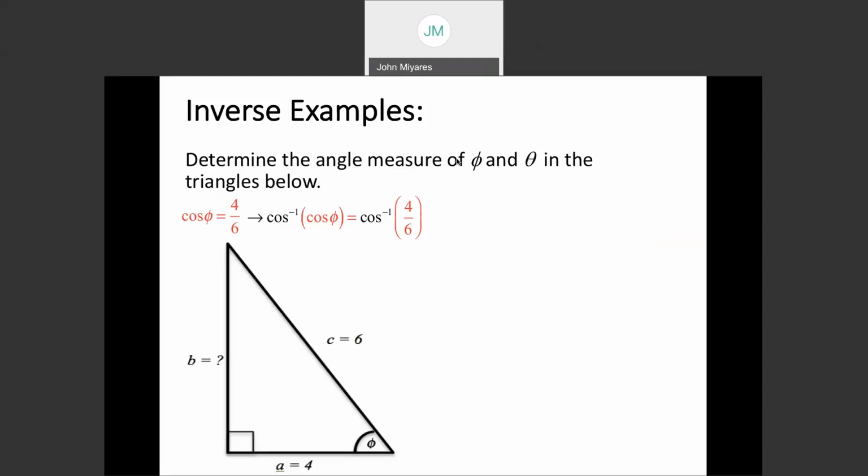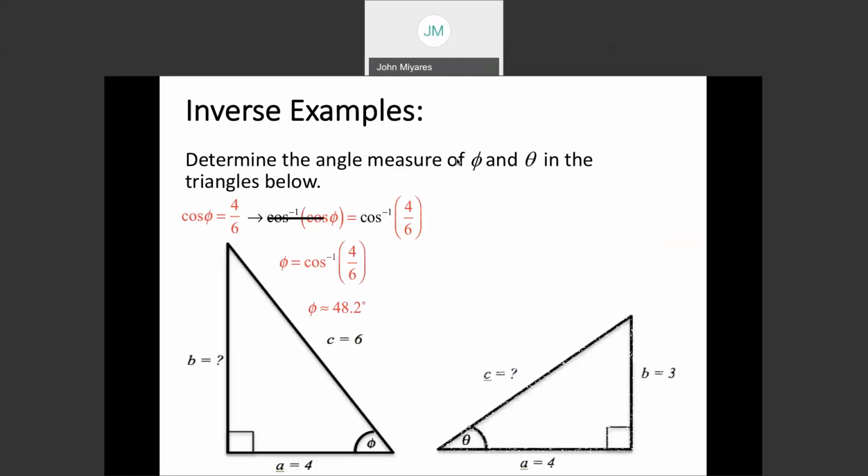You can take the inverse cosine of both sides here because the inverse cosine will cancel out with the regular cosine and leave you with just phi on the left equals the inverse cosine of 4/6. Punching that into the calculator gives you phi equals 48.2 degrees.